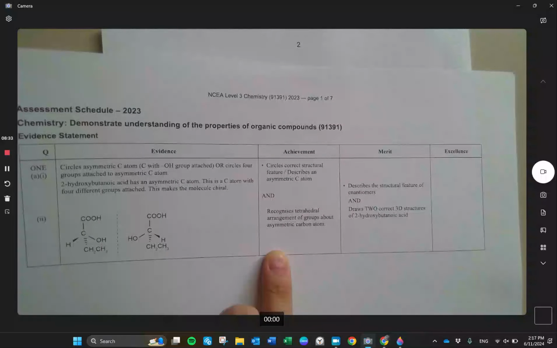So stuff that used to be an excellence is now a merit. Stuff that was a merit is now an achieved. So they made the exam a lot harder. So it's still manageable. Don't worry, I'm still going to show you how to do it. But if you look at like older exam papers, it's not as painful.